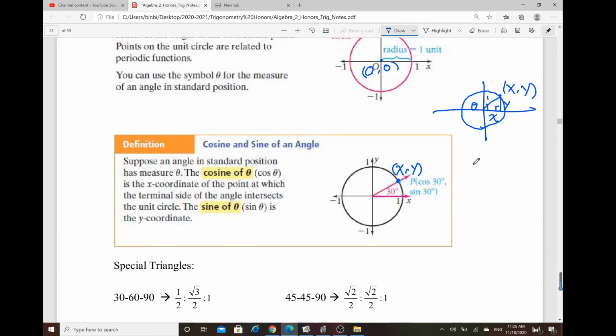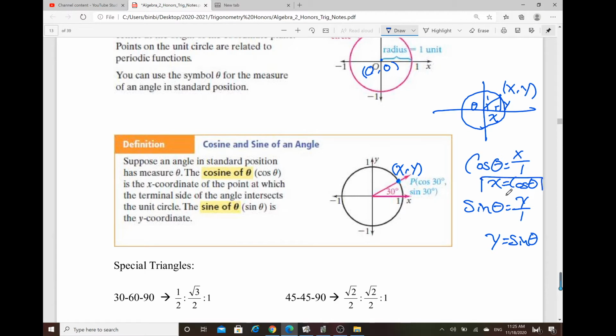If you're wondering about cosine of theta, this one is x over 1, adjacent over hypotenuse. And sine of theta is y over 1. Simplifying this, that means x equals cosine of theta, and y equals sine of theta. So that's why the definition shows cosine and sine of the angle. Cosine on the unit circle is just the representation of the value of x, and sine of the angle is the representation of y.